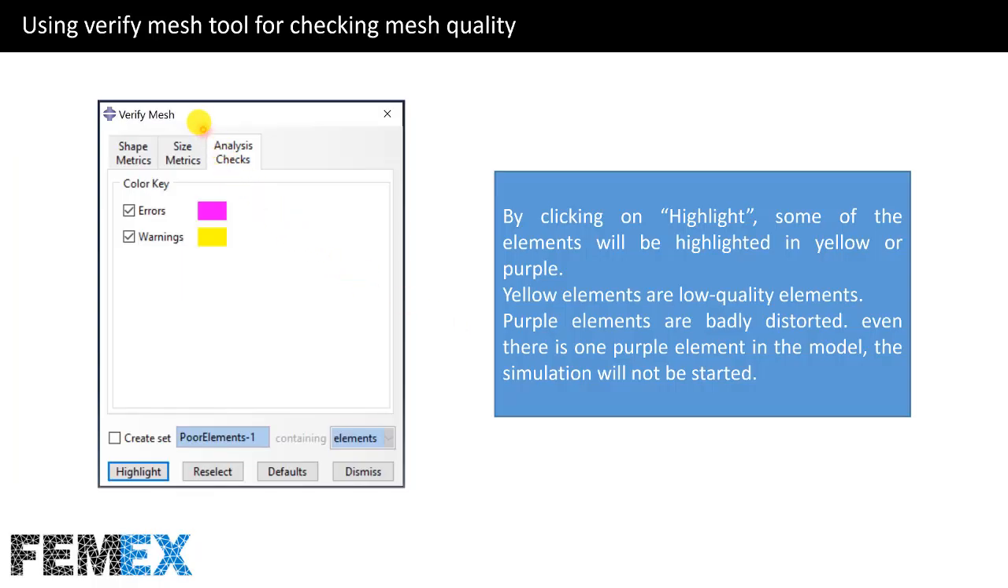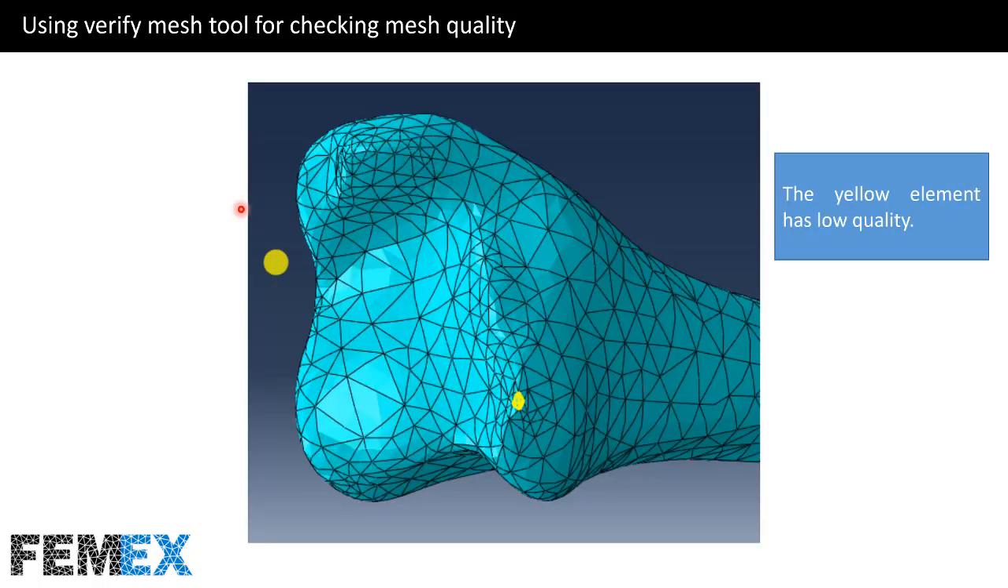Now I want to introduce Verify Mesh tool. We use Verify Mesh tool for checking the mesh quality. By clicking on Highlight, some of the elements will be highlighted in yellow or purple. Yellow elements are low quality elements, and purple elements are badly distorted. Even if there is one purple element in the model, the simulation will not be started and you will encounter an error. In this picture, there is only one yellow element that has low quality.